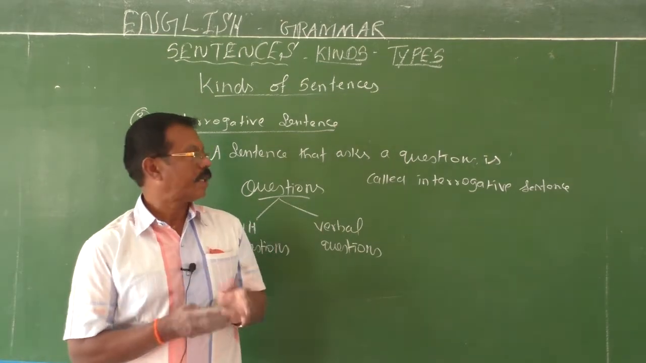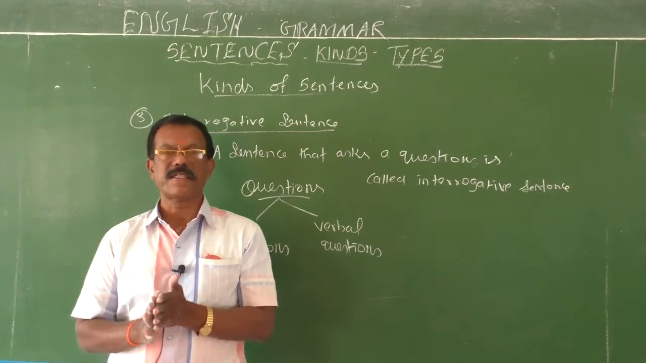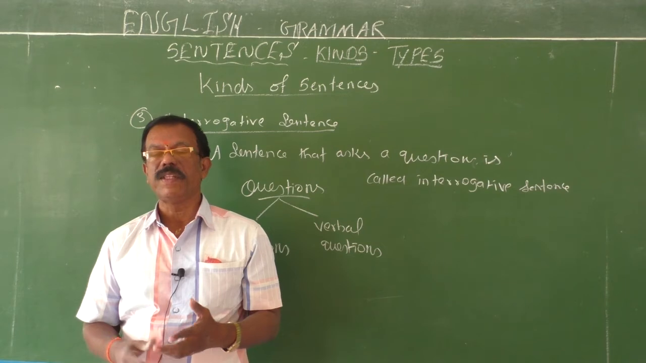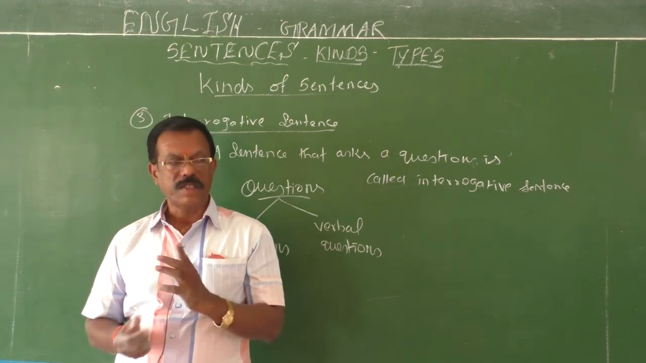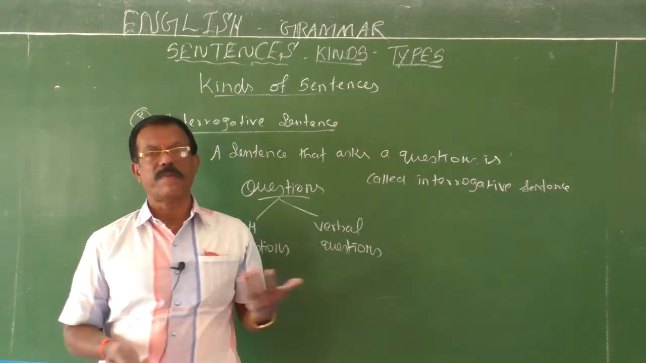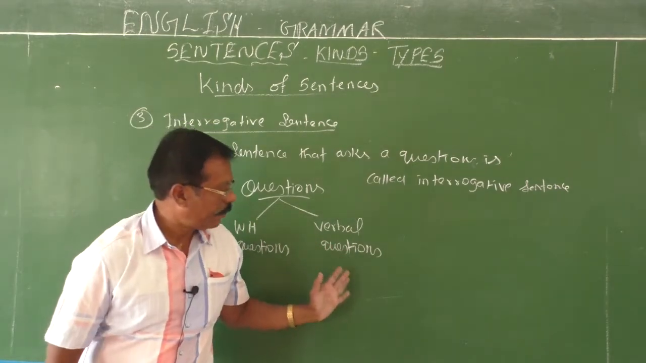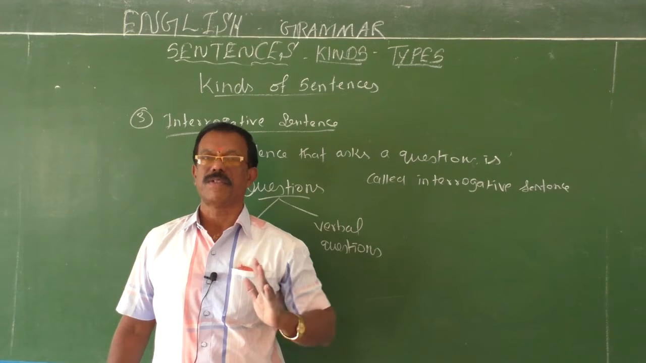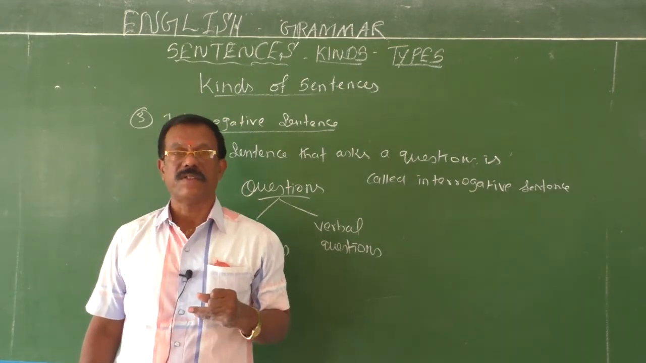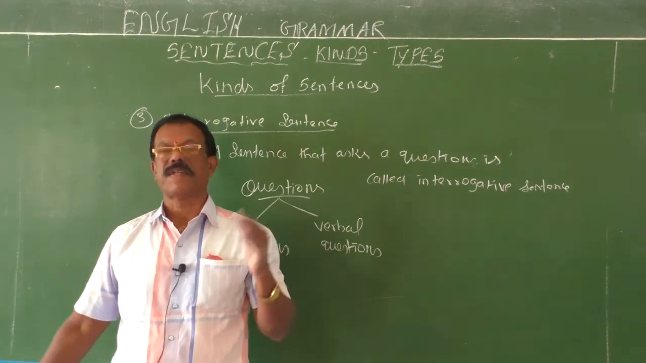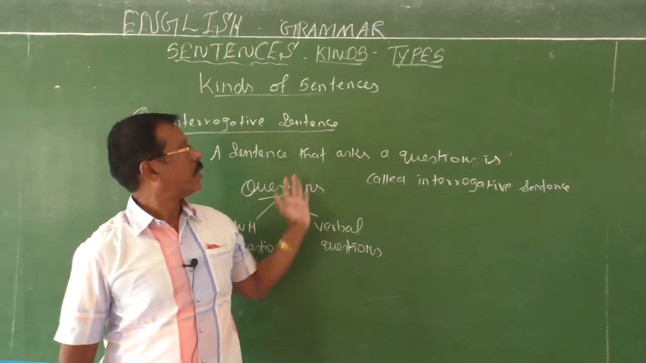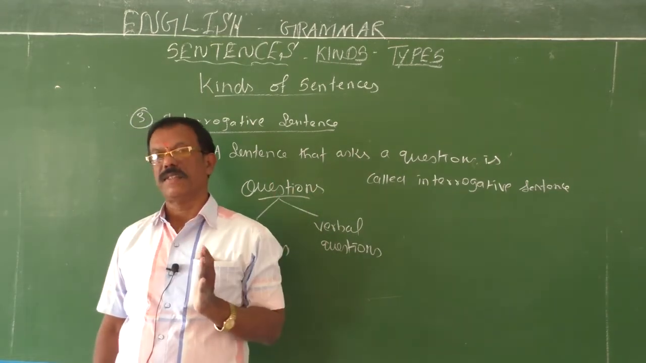And we have one more type of interrogative sentences. They are called verbal questions because they begin with verbs. Without a verb, you cannot frame a sentence. These questions begin with verbs, therefore they are called verbal questions. Are you clever? Are you intelligent? Is it long? Such types of questions. I will give you an example for each and every type. So they are called interrogative sentences.